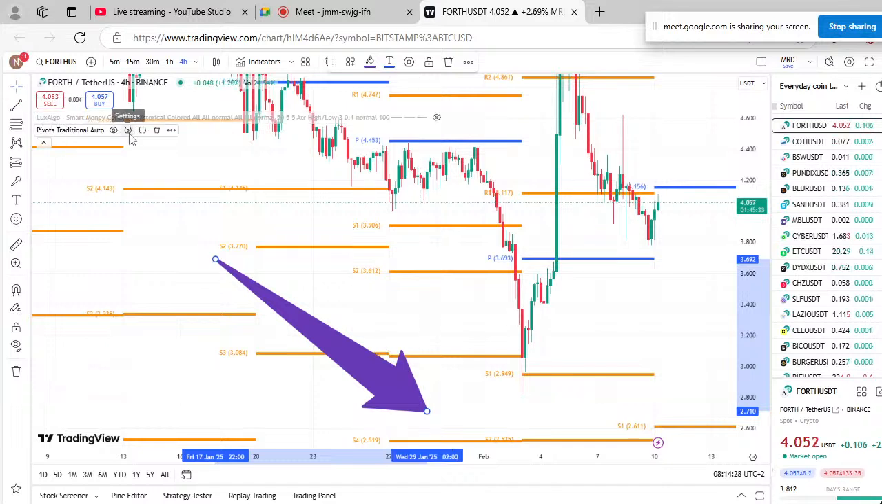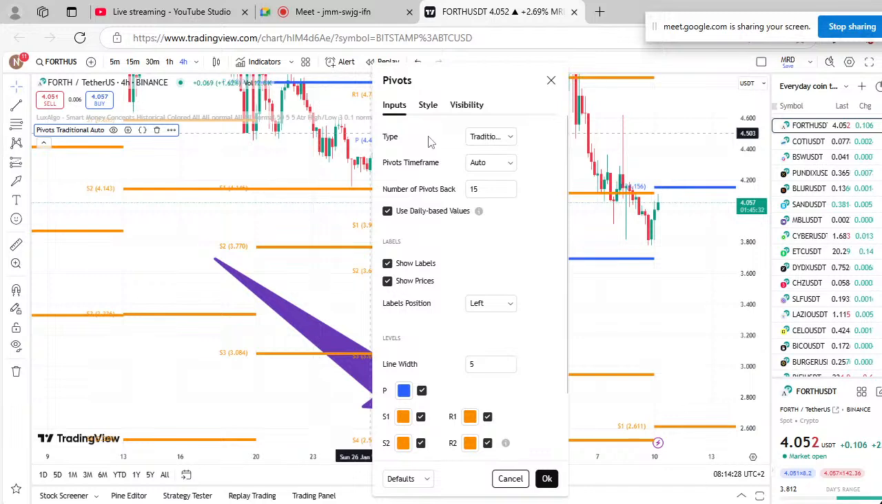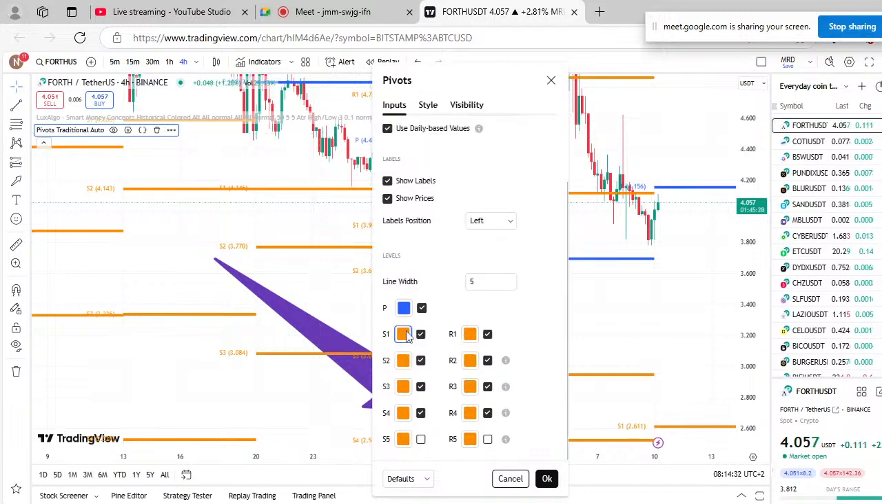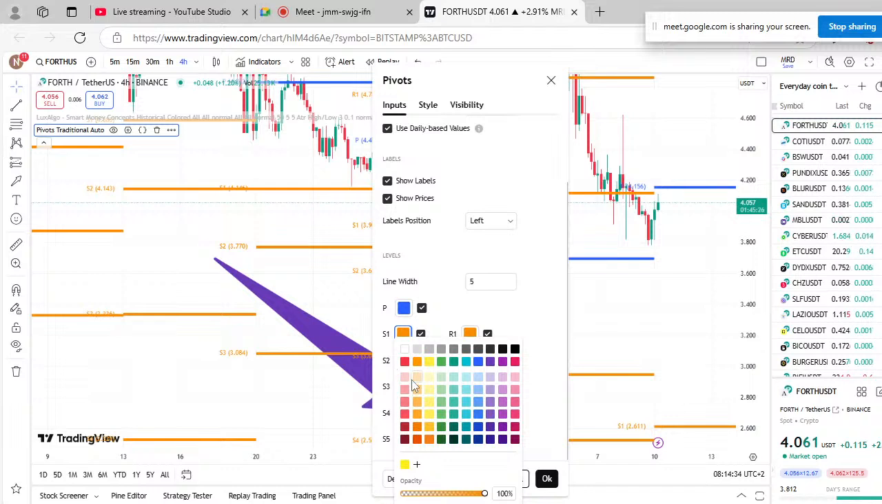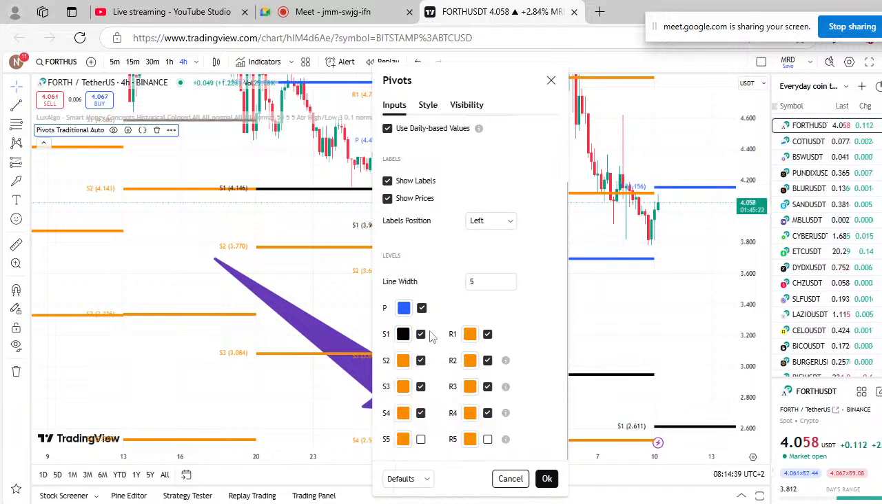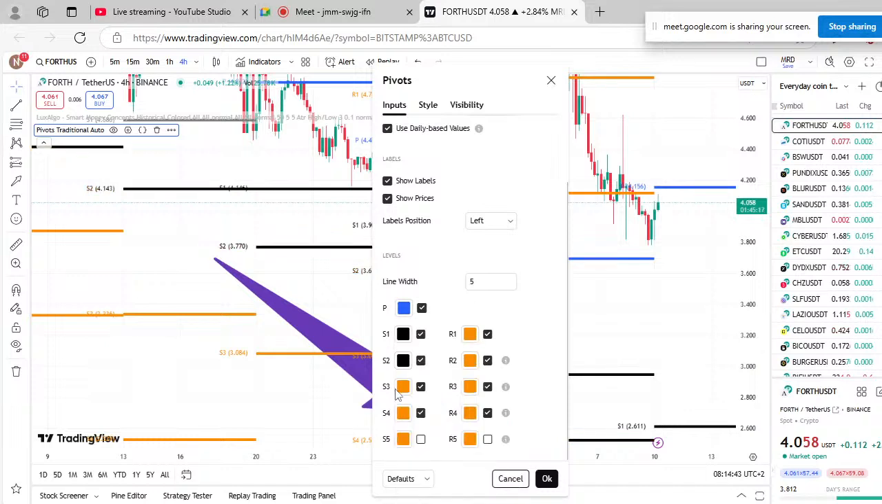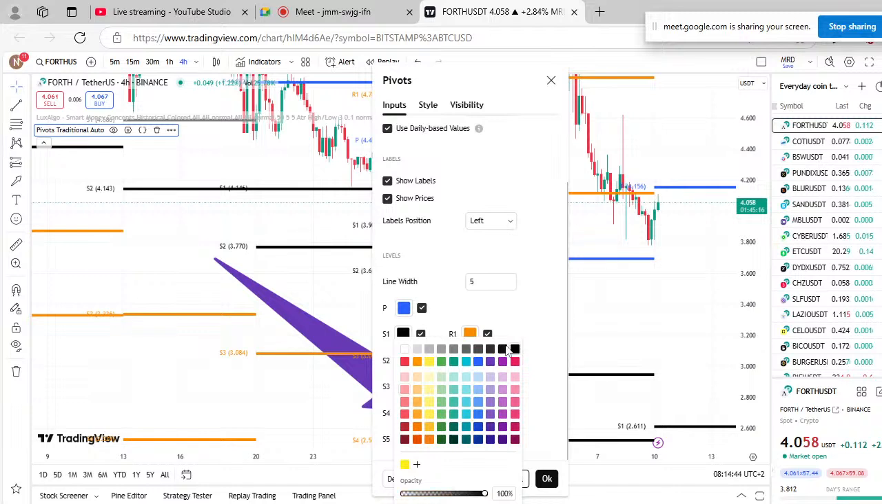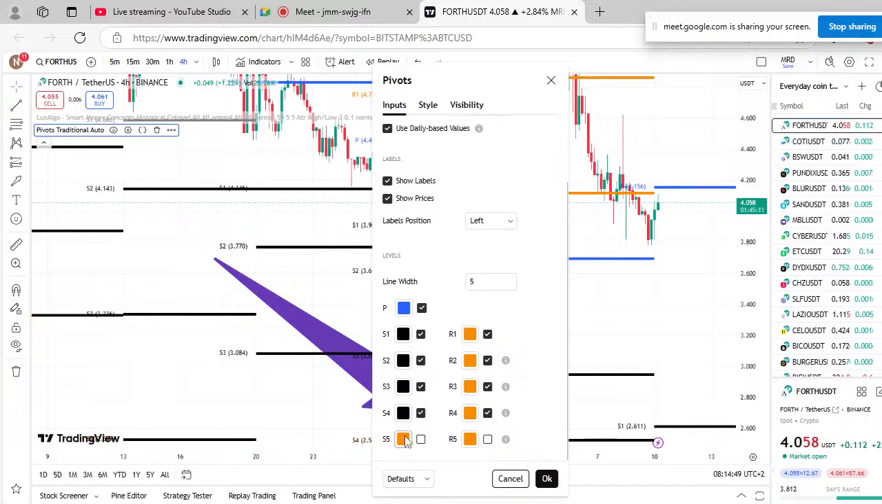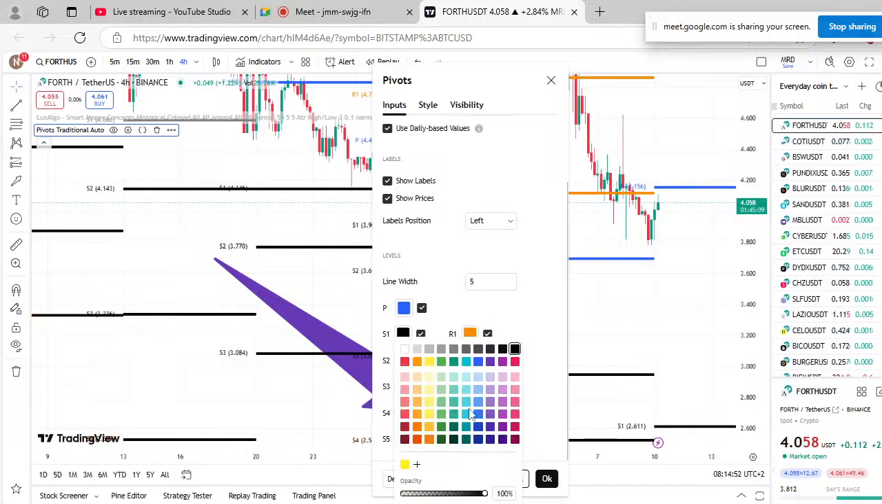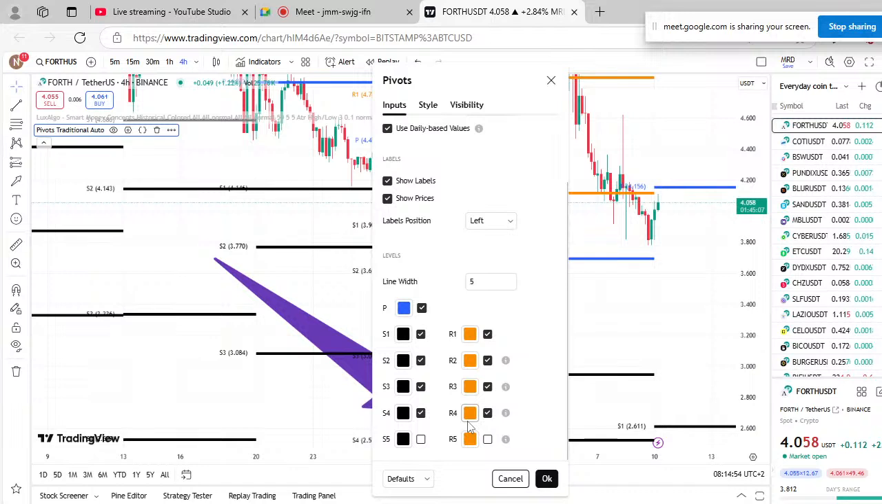Let us also change the colors of support. Let us choose red. Okay, let the support be red, rather black, sorry, black. Let them be black, because they are confusing us. Colors, let us change to black. For the case of support, let it be black. Save as default, then okay.